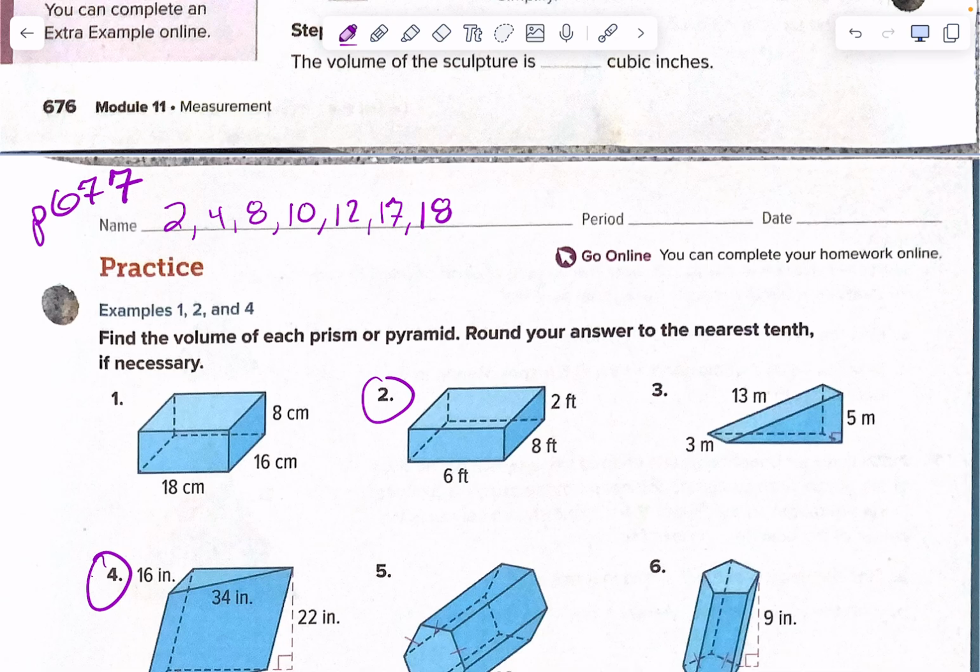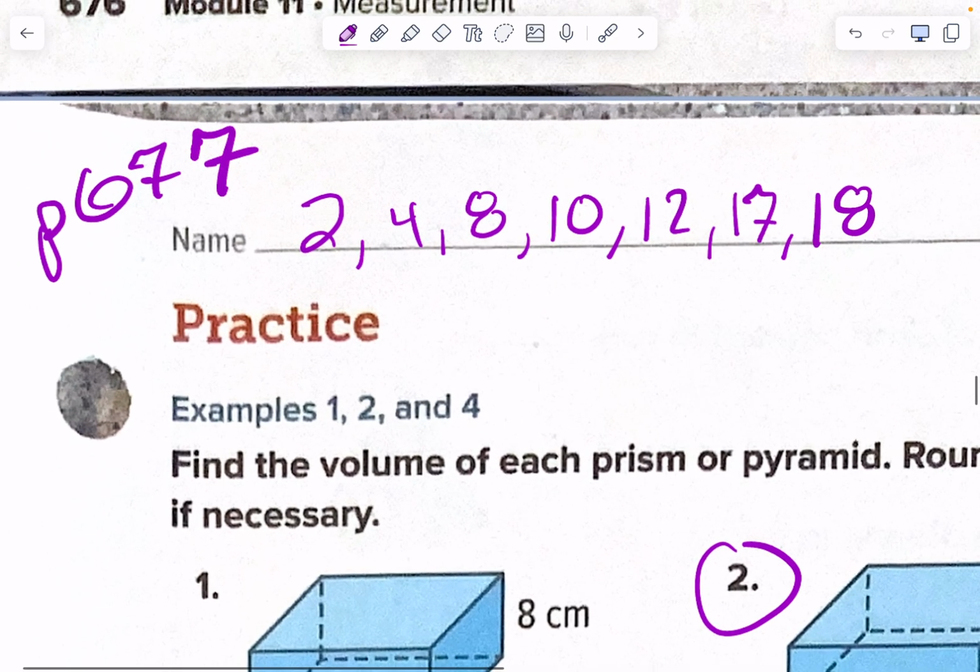on Tuesday. Do you guys know that we don't have school on Tuesday? Track meet. Okay.